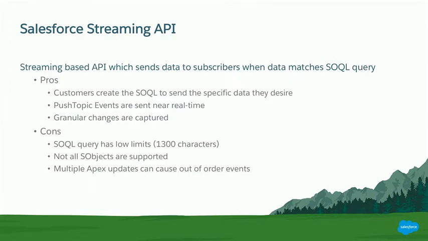Also, not all sObjects are supported, so it's only supported across 7 entities, which are kind of our traditional Salesforce entities and custom objects. And finally, we can't guarantee order with the streaming API based on some of how our Apex transactions are handled. So you may get slightly out of order updates, which may not matter to you depending on what use case you're trying to solve, but it's something to keep in mind.